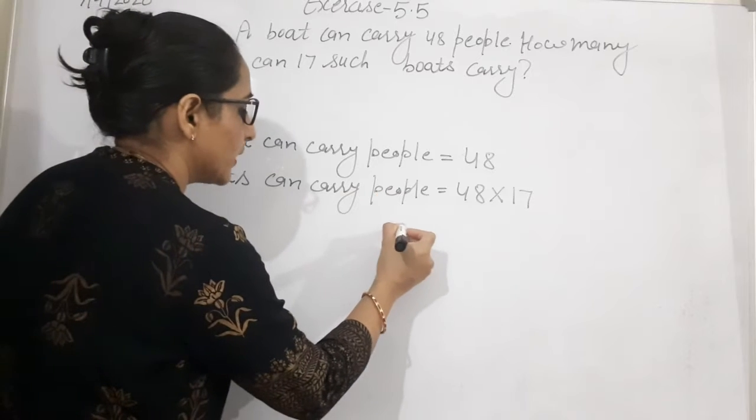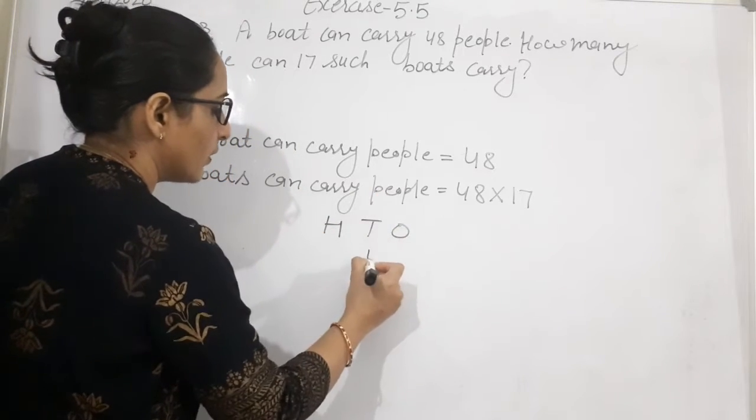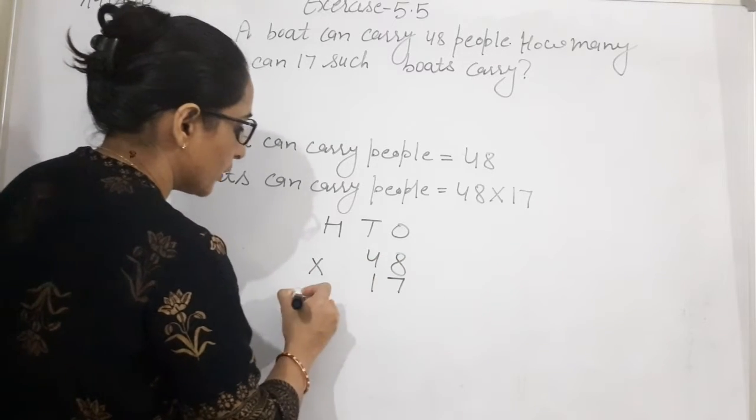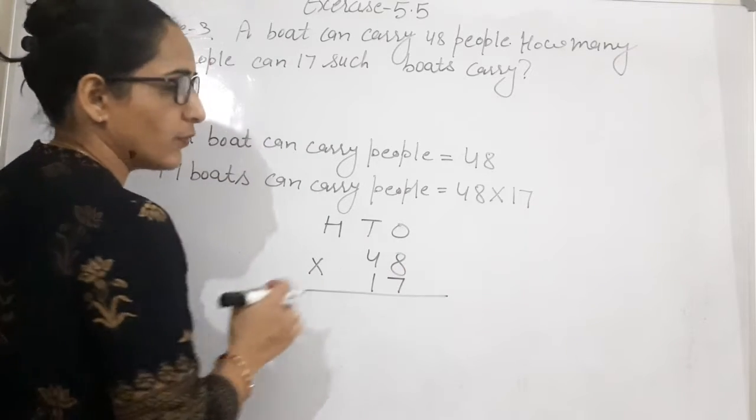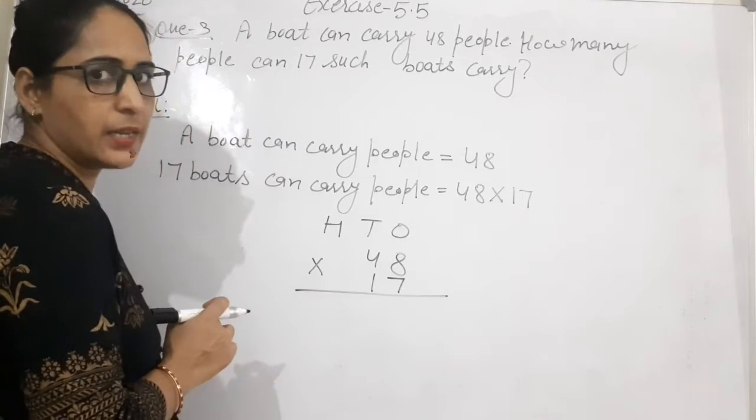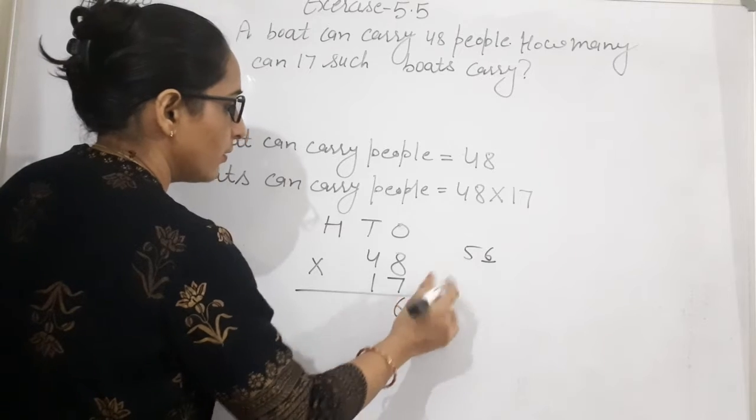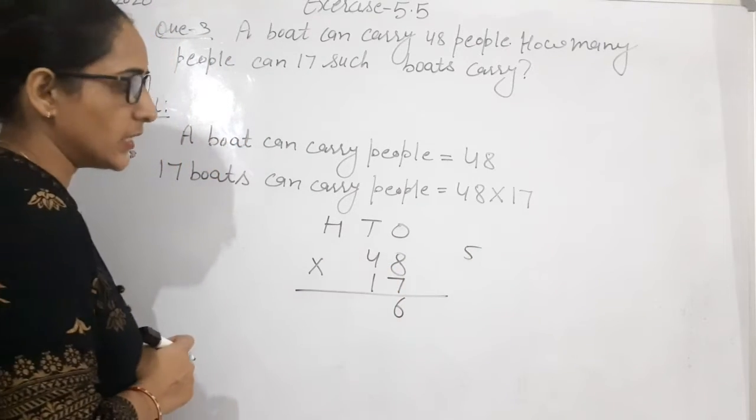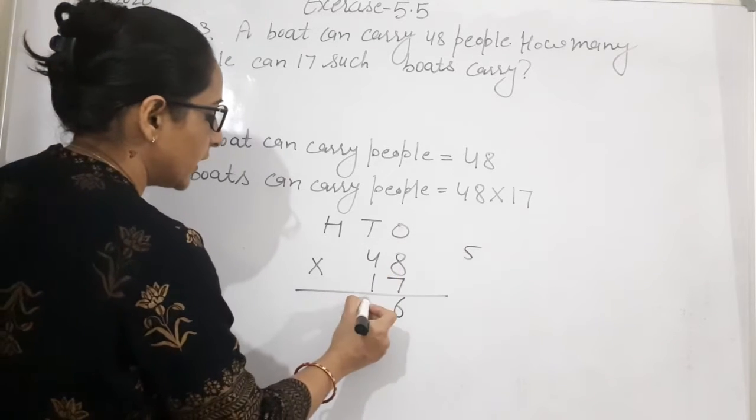Clear? So first we write the places, ones, tens and 100. Then we will write here the number of people and multiply by the number of boats. Clear? So 8 7s are 56, or you can say 7 8s are 56. Clear? So we write 6 here, 5 as carry. 7 4s are 28. 28 plus 5 is 33.